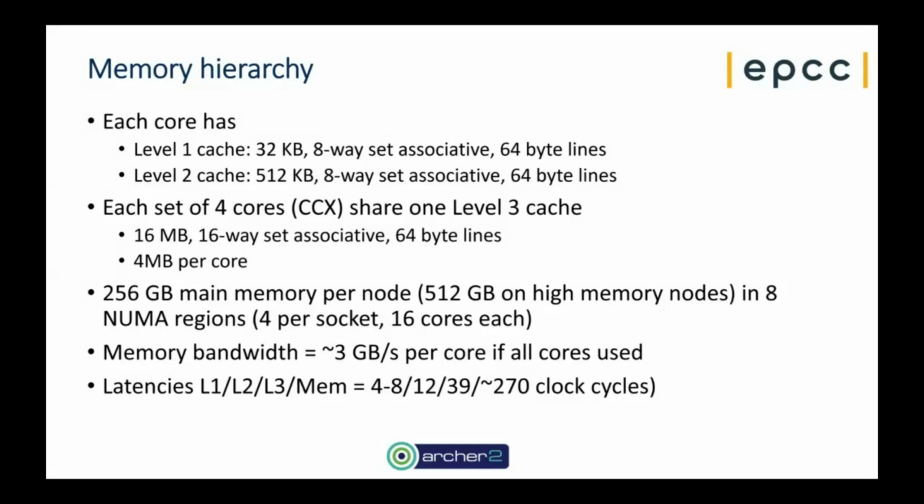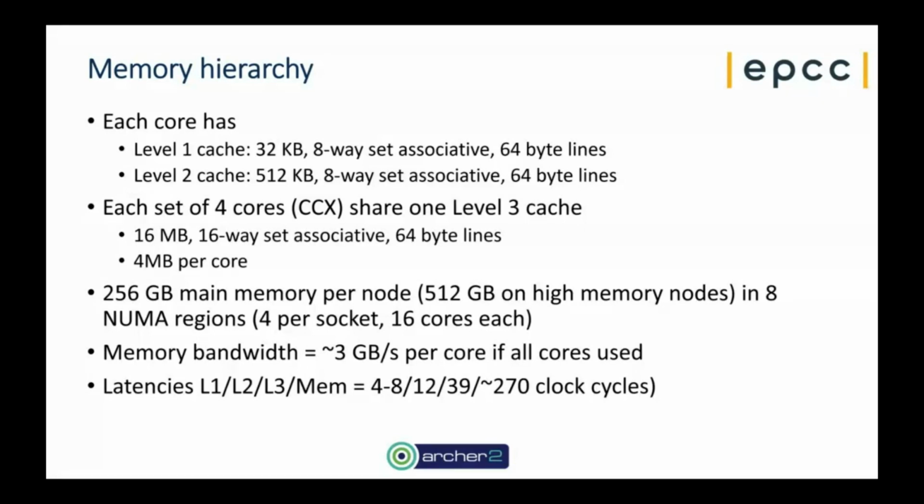Then each 4 cores share an L3 cache, and that's a bigger 16 megabyte cache, but it means that you've got this sort of interaction between groups of 4 cores where they're sharing some resources. Now this can be good from an OpenMP perspective for sharing data between workers, but it can also mean that your applications can, if they're doing different things at different times, impact each other as well.